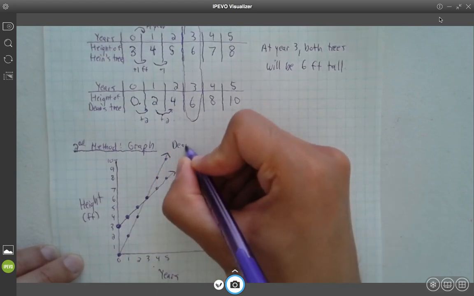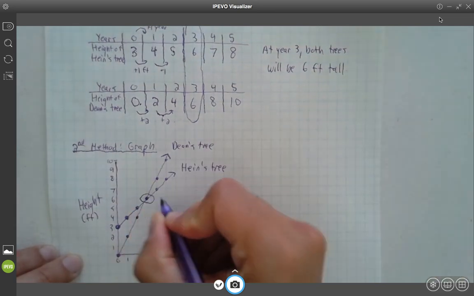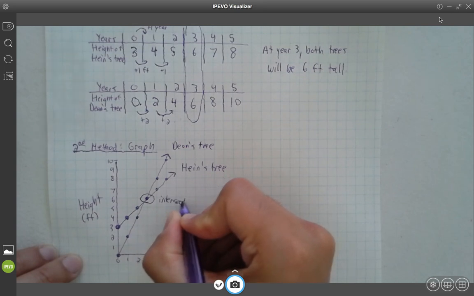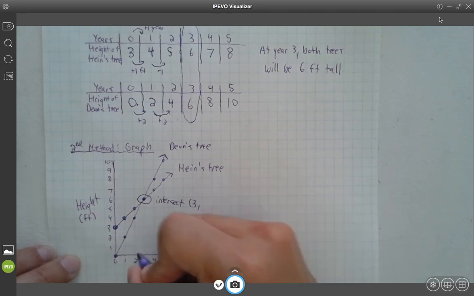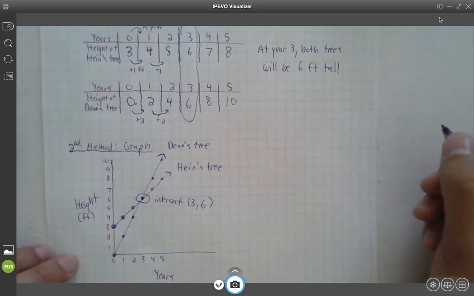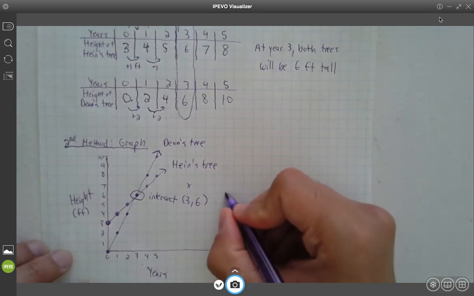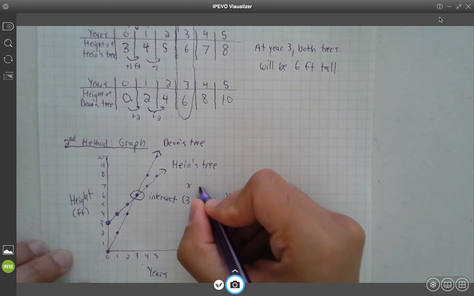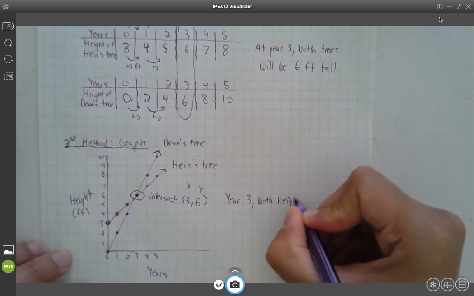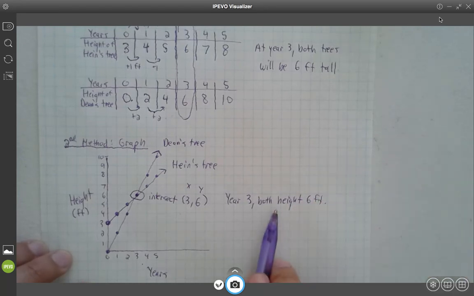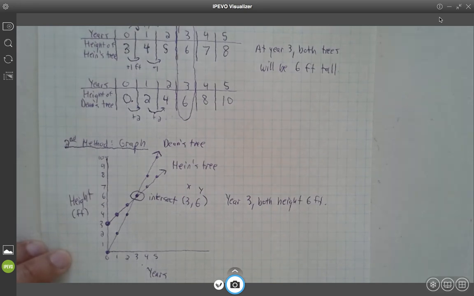And there's Dean's tree. Well, notice those two lines. They end up crossing and hitting each other right there. They intersect. Now, what point do they intersect at? If you notice, that's the point 3, 6. And what's 3, 6 here? Well, 3 is the x, which is your years. So you're saying year 3, and 6 is the y, which is the height. Well, they both have a height of 6 feet. And notice, that's the same thing we got from the table, right? The idea of when things cross is when they'll be the same.